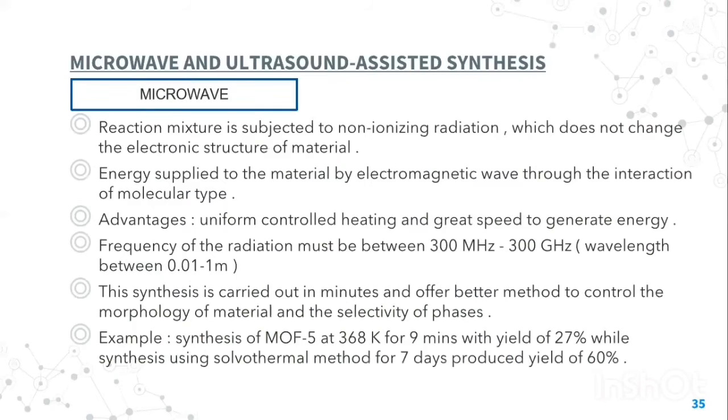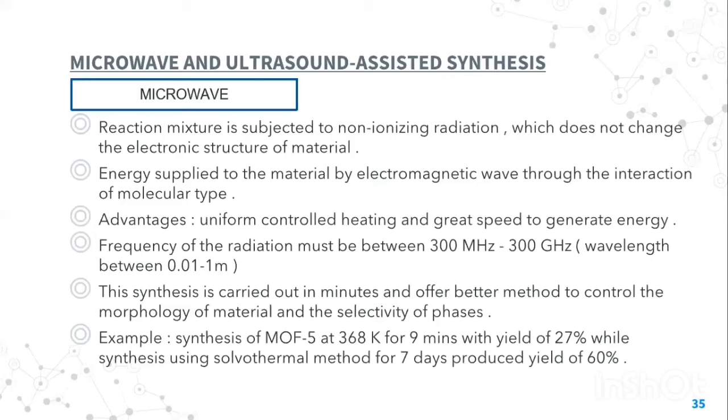Fourth is microwave and ultrasound assisted synthesis. It is divided into two syntheses under this topic. For microwave, the reaction mixture is subjected to non-ionizing radiation, which does not change the electronic structure of the material. Energy is supplied to the material by electromagnetic waves through interaction at the molecular level. The advantages of microwave synthesis are uniform controlled heating and great speed in generating the energy. The frequency of radiation must be between 300 MHz and 300 GHz.